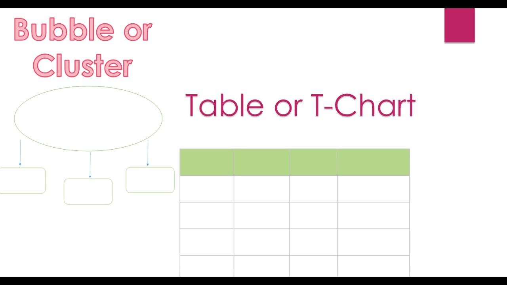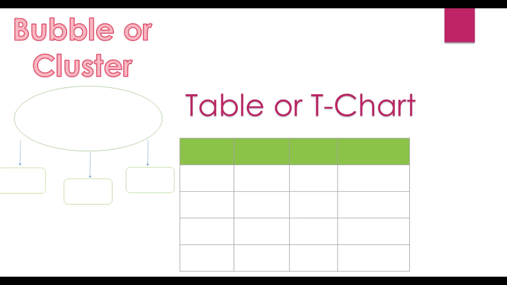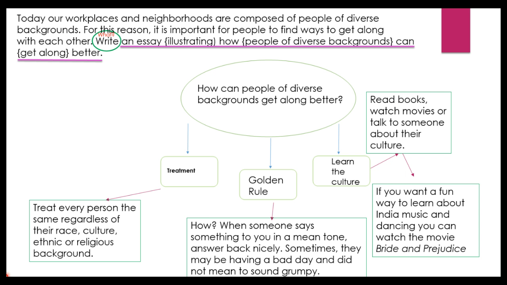For our boot camp purposes, we are going to focus on only 2 types of graphic organizers. We are going to look at a bubble or cluster organizer and a table or T-chart organizer. Both are very effective tools because they can expand or contract to match your prompt. Let's take a sample prompt that has been cubbed and build a bubble graphic organizer to get ready for our writing. Here is our prompt already cubbed and a bubble graphic organizer already filled in.